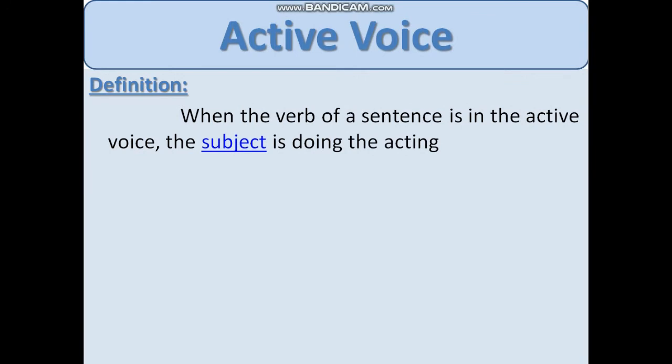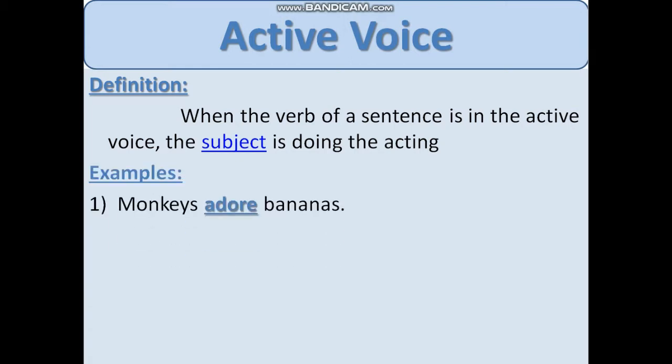Okay students, now I am moving towards active voice. So what is active voice? Basically when we talk about active voice, we always focus on the subject, and the subject is the doer of the action in that sentence. Here comes the example of active voice. Monkey adores banana. So monkey is the subject here. Adore is an action verb, and the action is done on bananas. Banana is the object. If there is no object, we can make active voice, but it is not possible to make it passive.